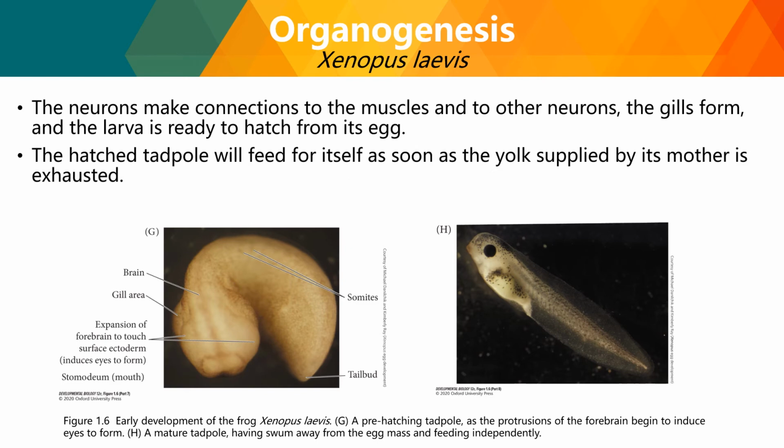So the neurons make connections to the muscles and to the other neurons. So the gills form, and the larva is ready to hatch from its egg. So the hatched tadpole will feed for itself as soon as the yolk supplied by its mother is already exhausted. So ito yung mga organisms na once na na-hatch na, pinapabayaan na sila ng kanilang mother.